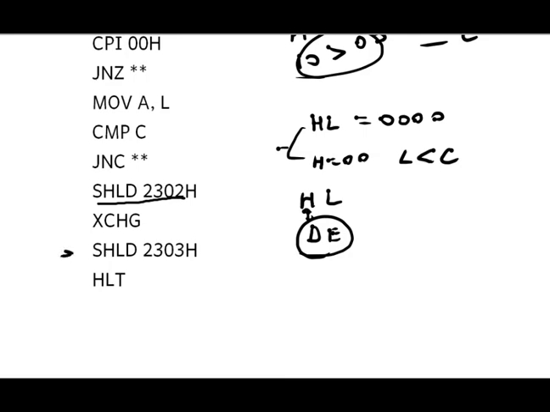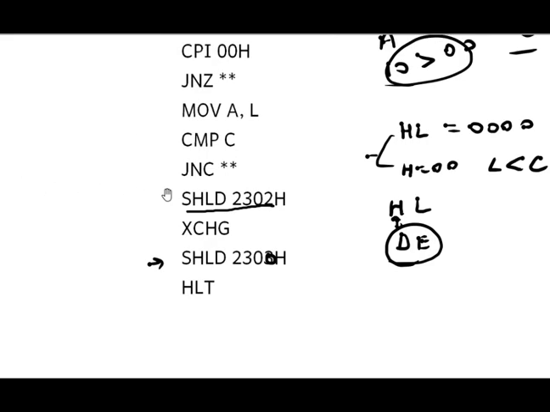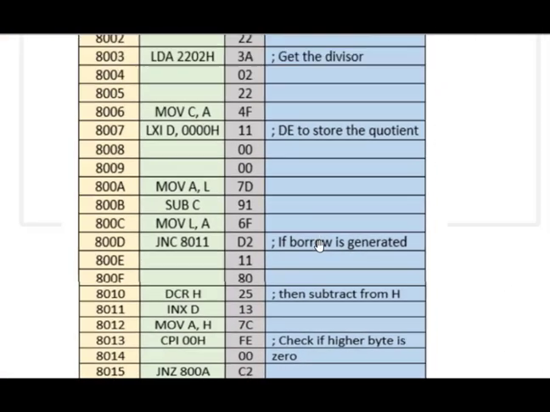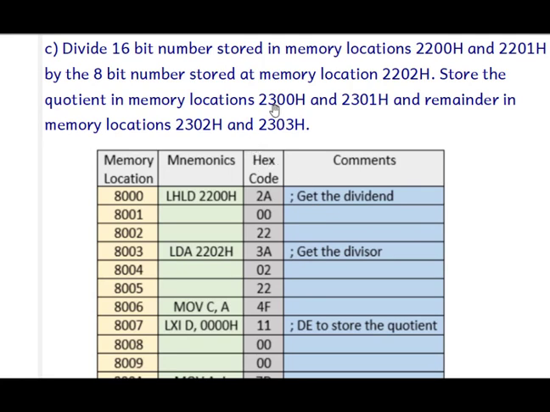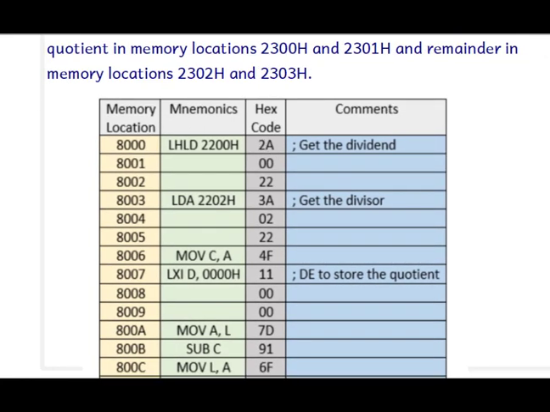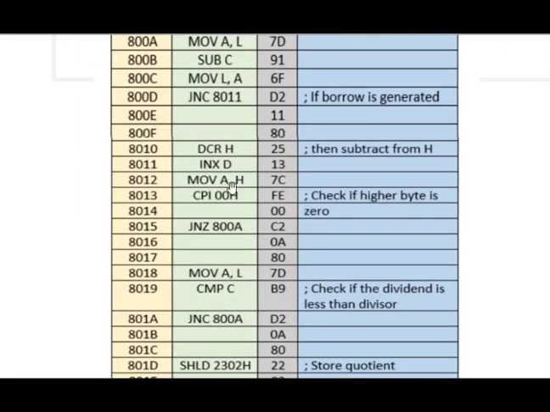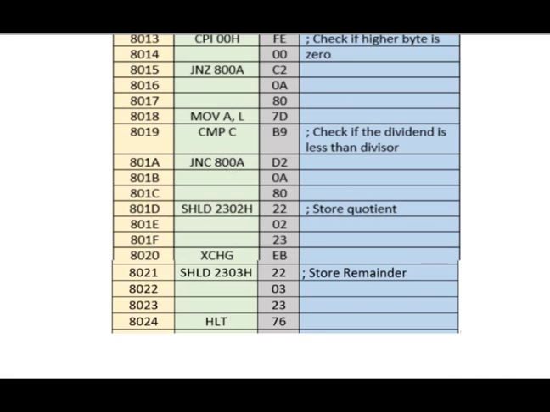Next instruction is SHLD. Actually, I made a mistake, sorry, this should be 2300, because we need to store the quotient at 2300. So I have to make one more change. This is HL, this is okay. So here I have to make the change. Please take care, this should be 2300. Of course, there is a change here also.